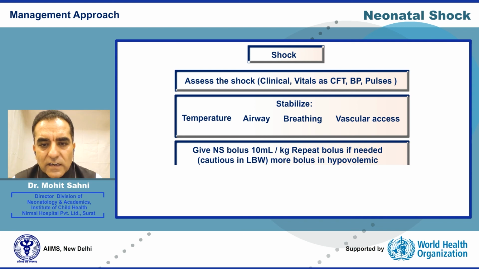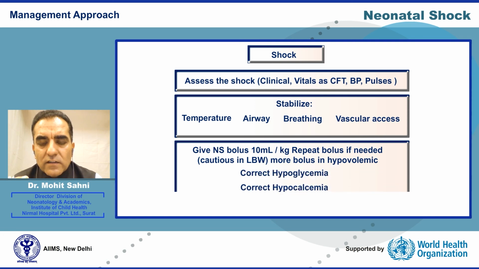Whatever the etiology, we can give at least one bolus of normal saline, 10 ml per kg. Repeat the bolus definitely if it is hypovolemia. But if the babies are preterm, LBW or ELBW, we have to be cautious about giving a repeat bolus. In ELBW babies, don't give the bolus very fast. Give it slowly over 10 to 15 minutes, otherwise it may lead to IVH.